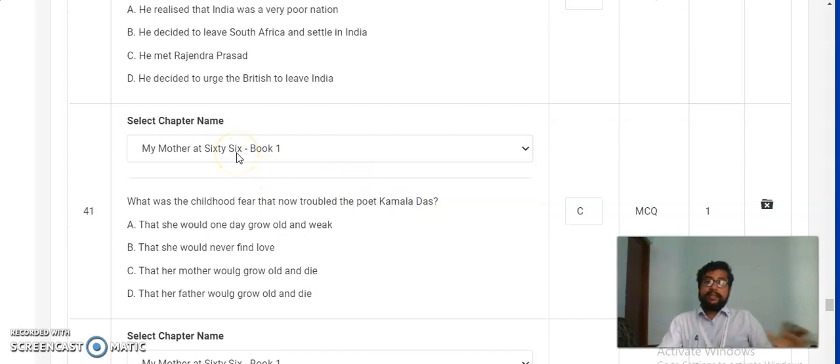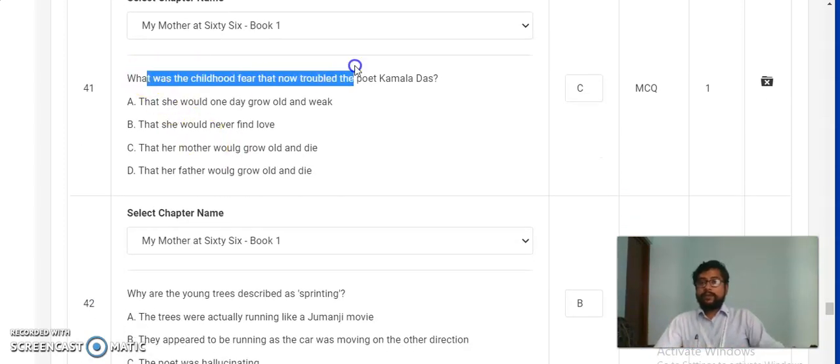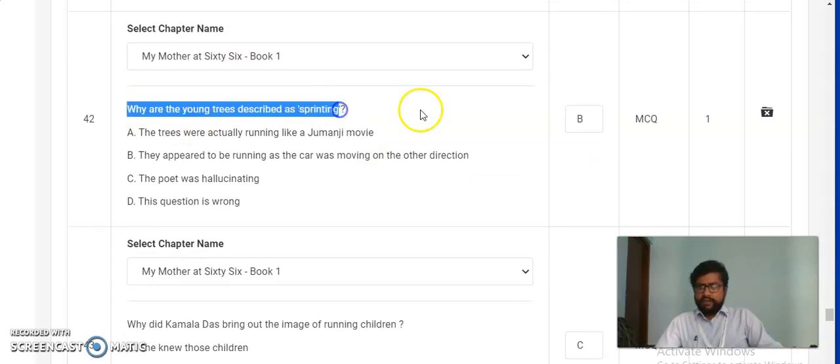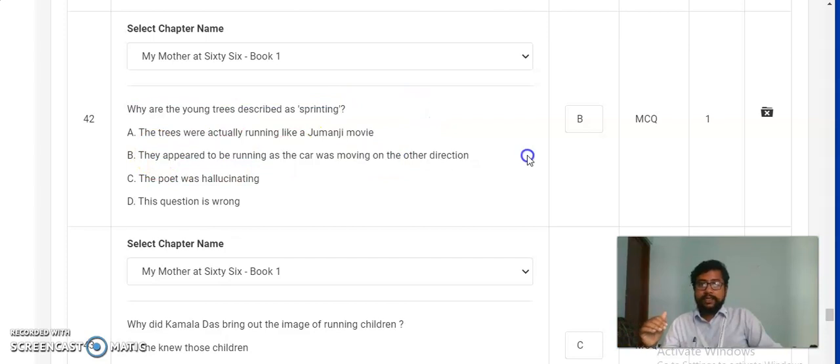Now this is yesterday's test. It says chapter test is my mother at 66, but it was my mother at 66 and keeping quiet, both questions. What was childhood fear? Option C. Young trees sprinting, option B.